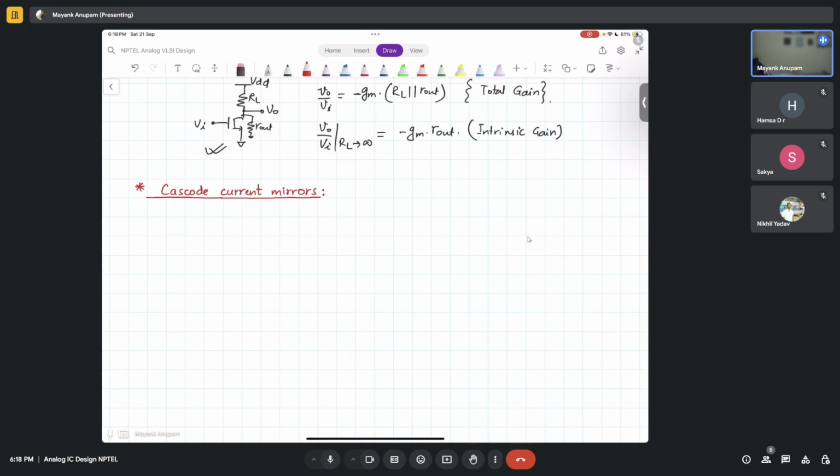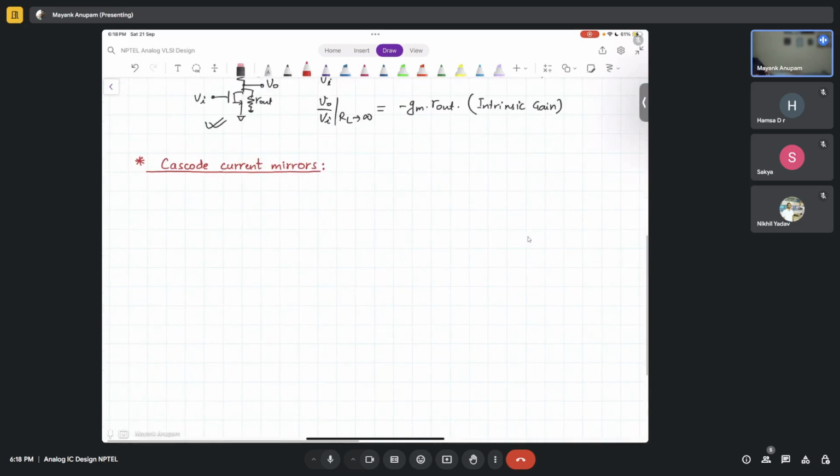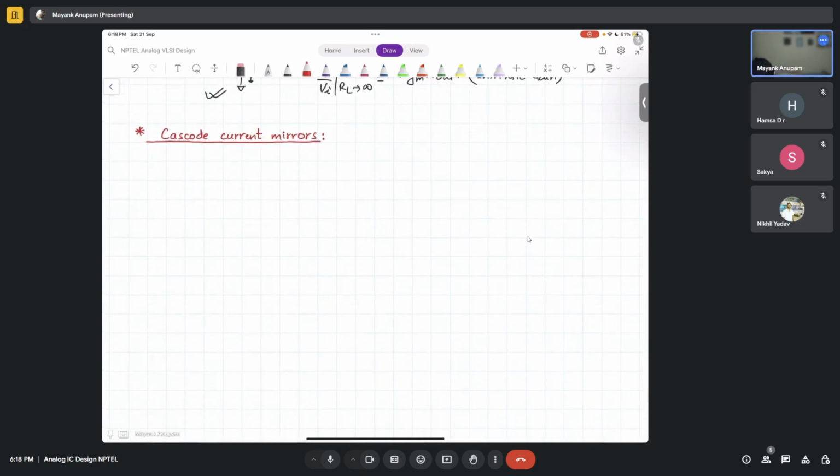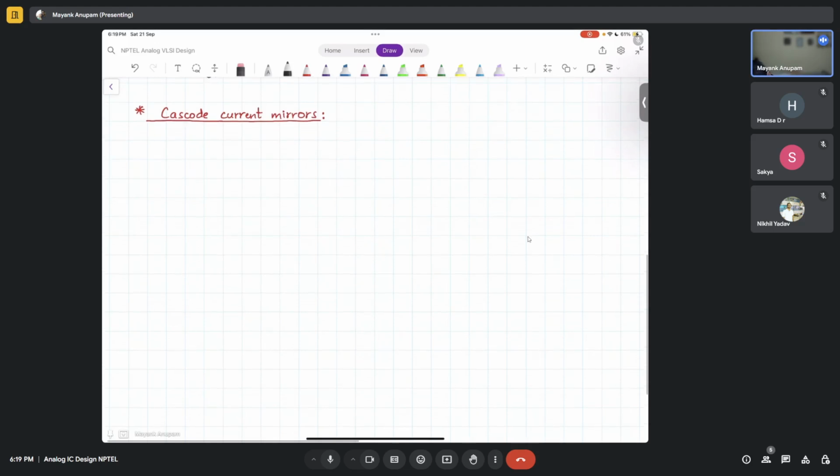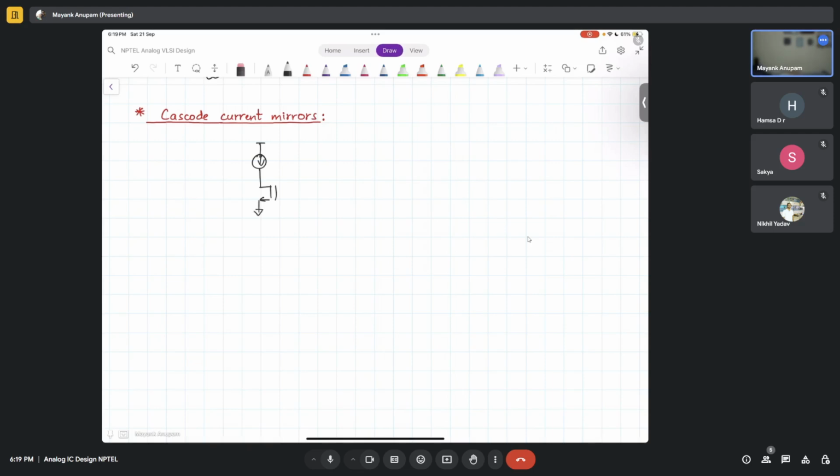Fine. So cascode current mirrors. I will try to shed some light on it. Stop me at any point if you are not able to understand something, okay? Anyway, how did we learn about cascode current mirrors? By the way, we know what current mirrors are, right? Current mirrors are very easy to understand. We already know about them. But cascode current mirrors is something which we want to appreciate.